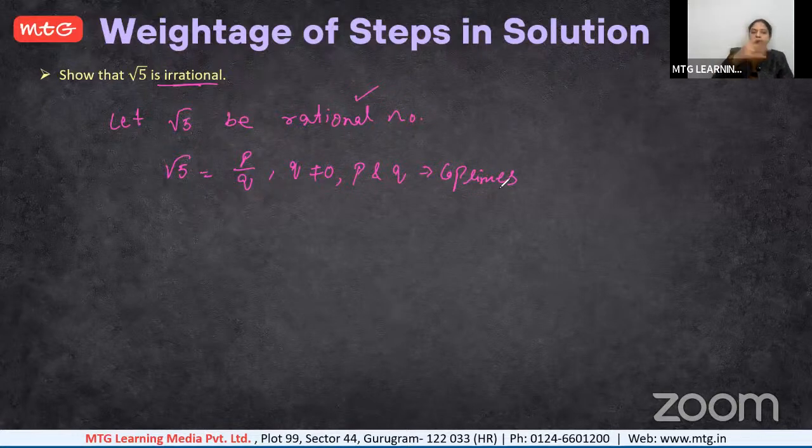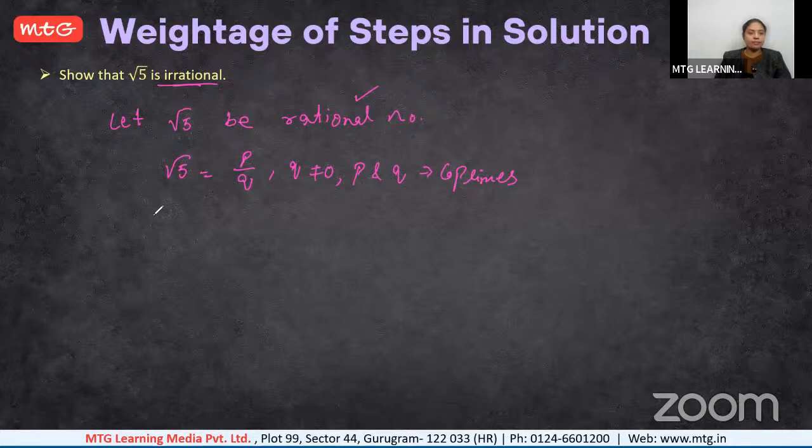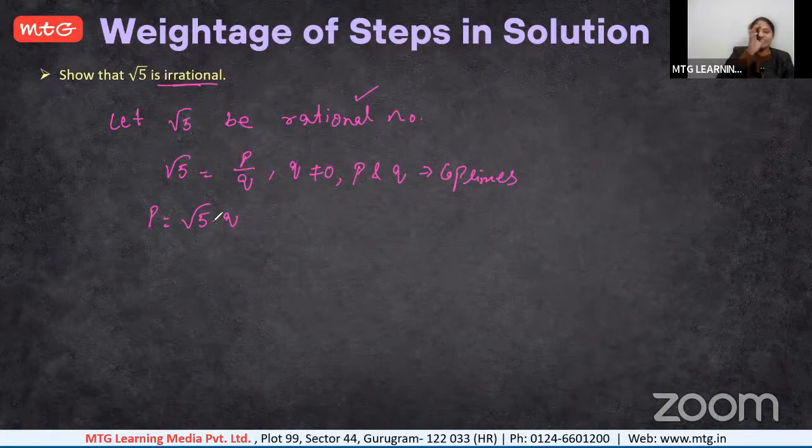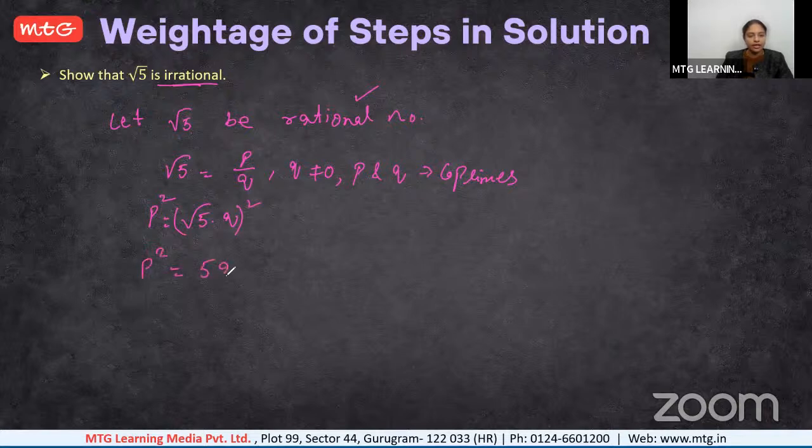So now I made root 5 a rational number. You can see that I've equated root 5 to P by Q. Now, as per my logic, if I multiply, I can write P is equal to root 5 times Q. But this root symbol is irritating me. I don't like roots in my answers. So what will I do? I will square it on both sides. When I square it, it becomes P square is equal to 5 times Q square. I'm able to write P square is 5 times Q square.